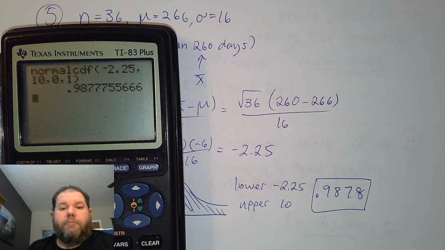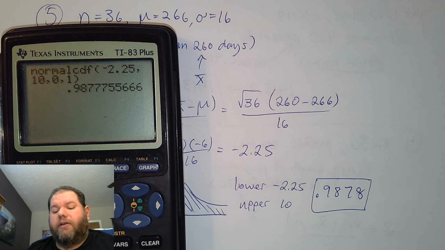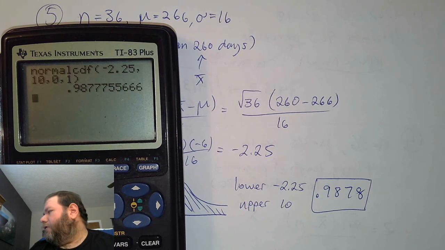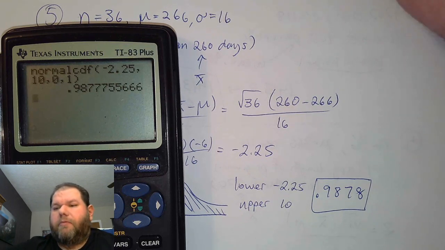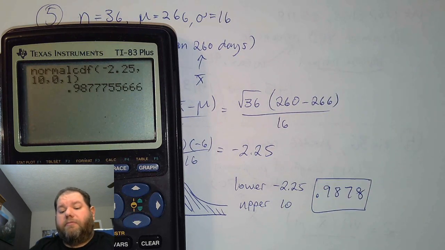Now we should get the same result on either calculator. I just wanted to demonstrate on this one once again the difference in entering those numbers for those of you that have an 83. Are there any questions on these two?